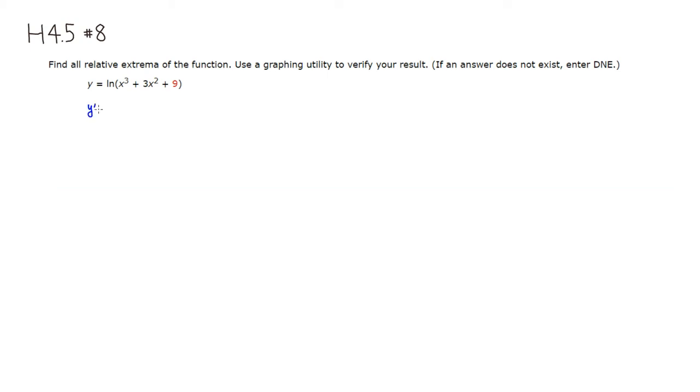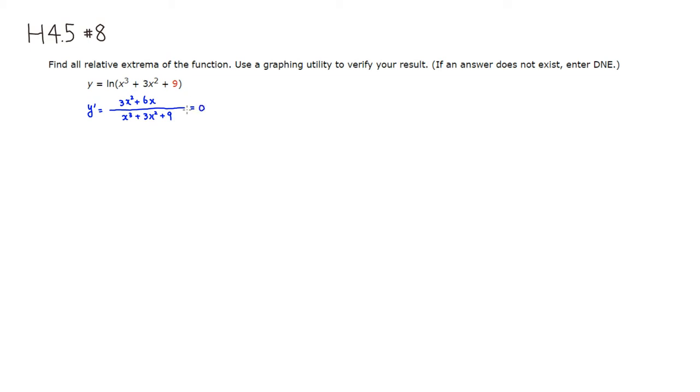So y prime of x is going to be, whenever we take the derivative of a natural log of something, we put whatever is inside the natural log as the denominator. So x cubed plus 3x squared plus 9. Then by chain rule, we multiply by the derivative of that. So it's going to be 3x squared plus 6x. Right?